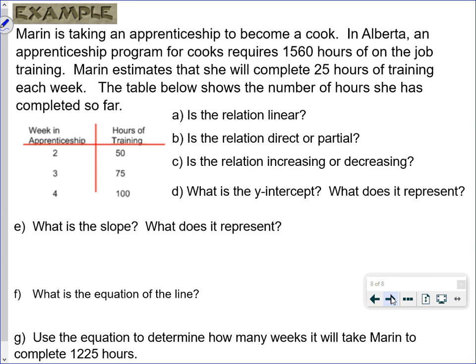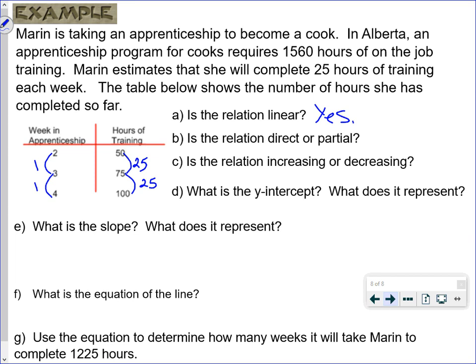So the first question we want to answer is, is this relation linear? For a linear relation, our x values have to increase or decrease by the same amount, which they do. They increase by 1 each time. Our y values also have to increase or decrease by the same amount, which they do. They go up by 25. So is this relation linear? Yes, it is.